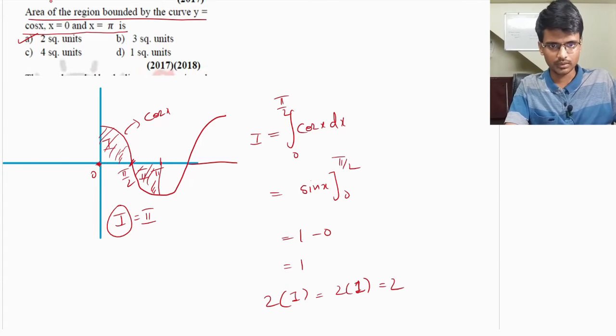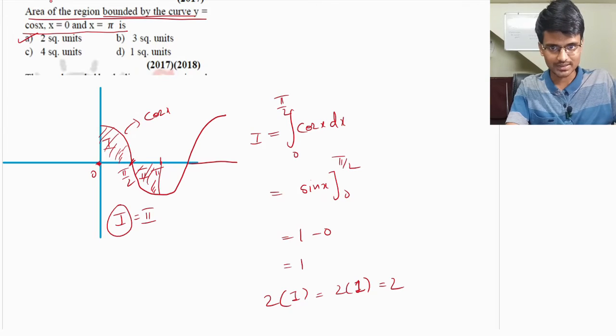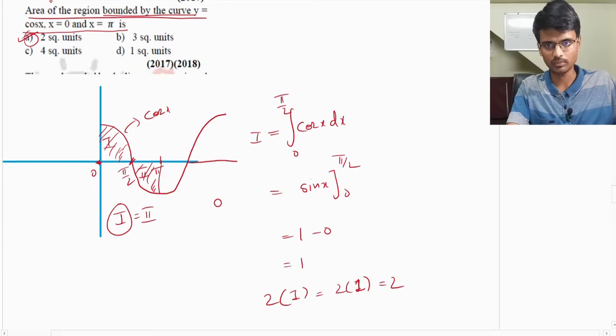Moving on. They have asked us the area bounded by the curve. So we cannot say that because this is below the x-axis, both areas cancel and we get a resultant 0. No, because they have asked us for the area bounded by the curve, we have to consider both the areas. So the correct answer is 2 units here. Moving on.